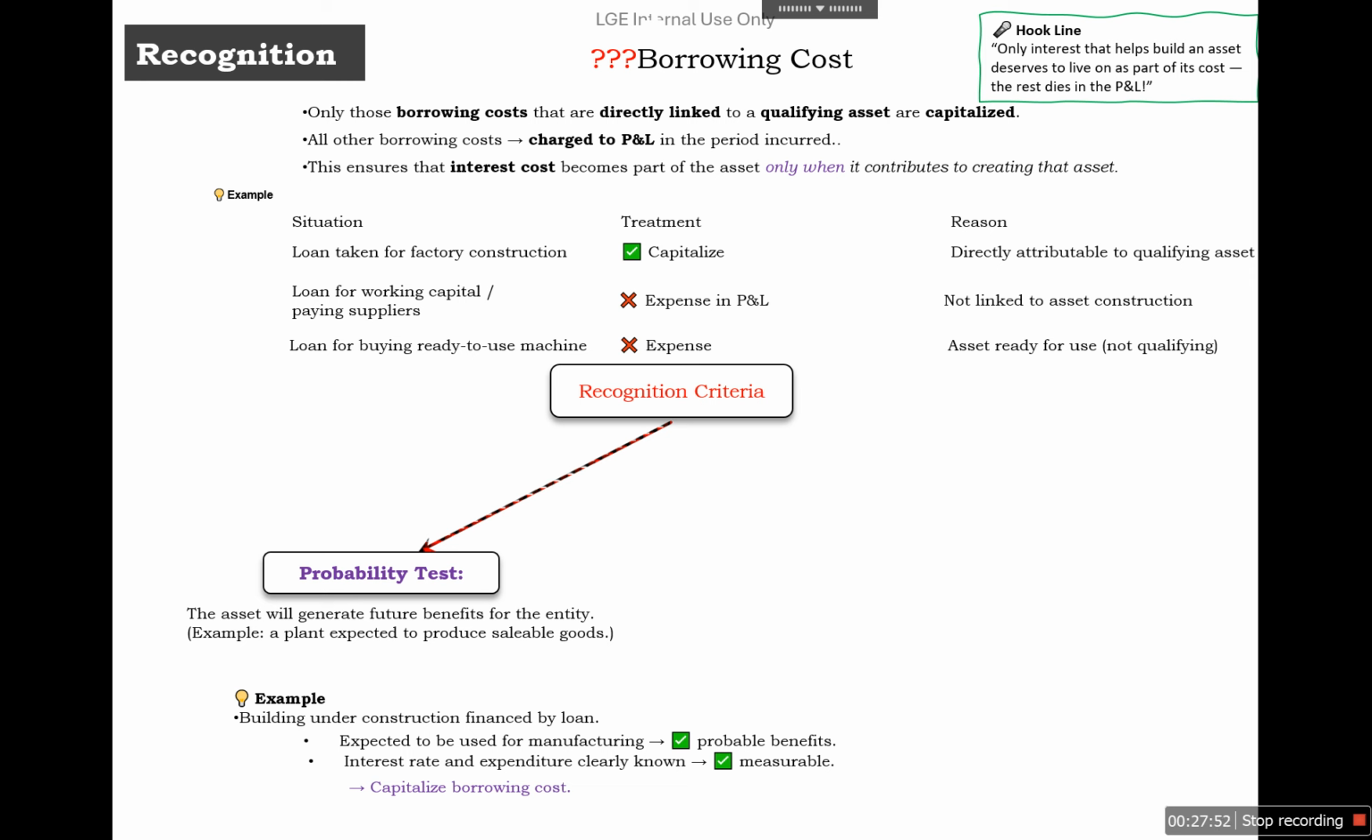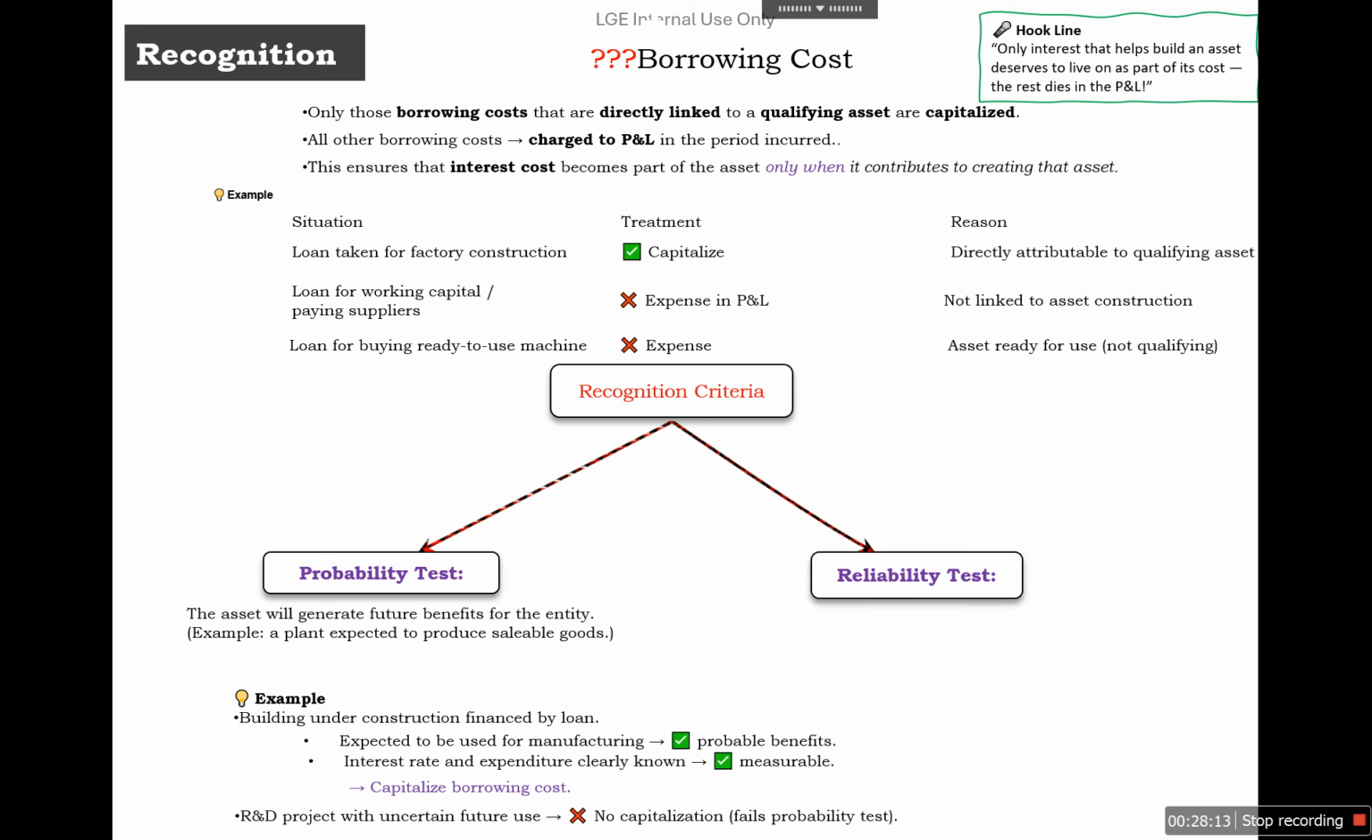Another example of probability that future benefit will generate to the entity or not is an R&D project with uncertain future. We are not supposed to capitalize the borrowing cost because it fails the probability test, whether it will generate the future benefit for the entity or not.